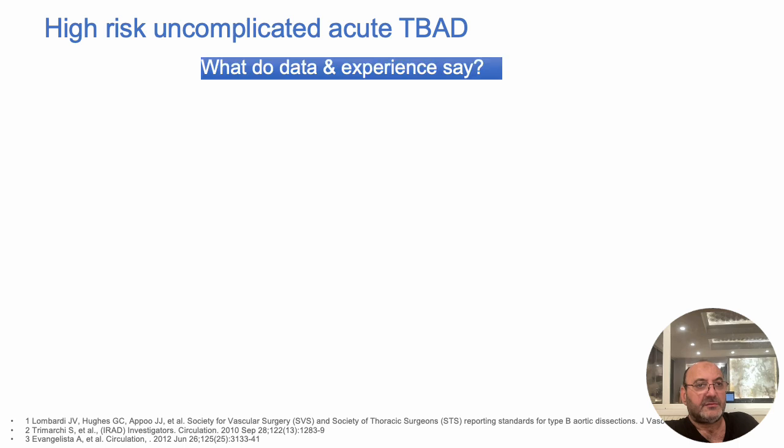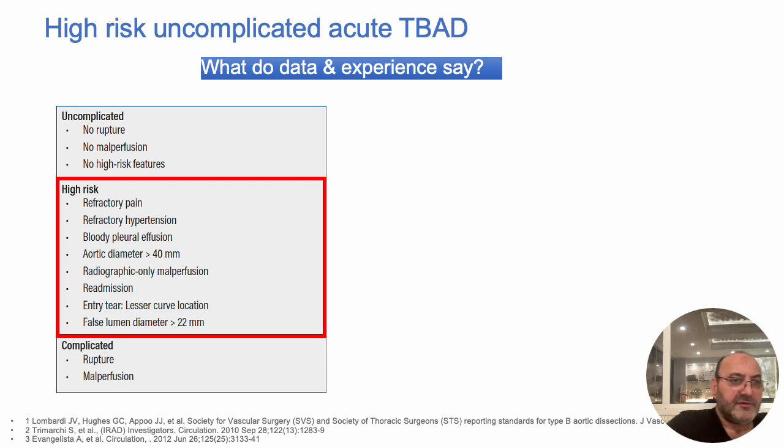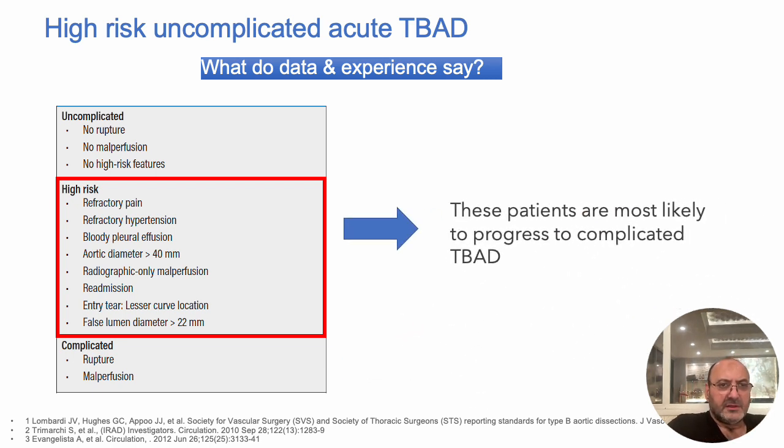What do data and experience say? If you have high-risk features, these patients are most likely to progress into a complicated type B dissection, meaning these patients are likely to be readmitted, likely to have aneurysmal dilation, and more likely to progress to some kind of malperfusion, etc.